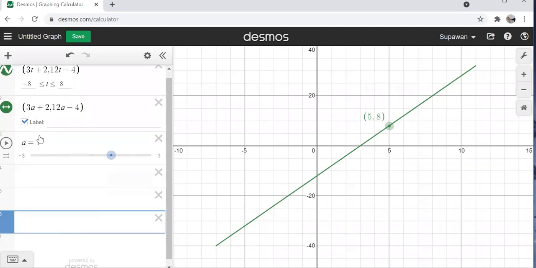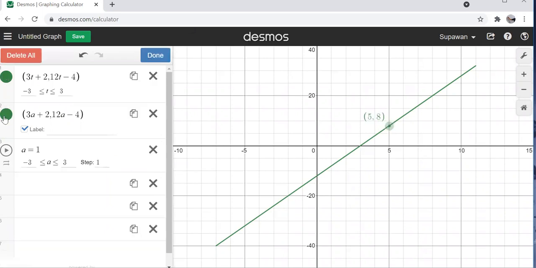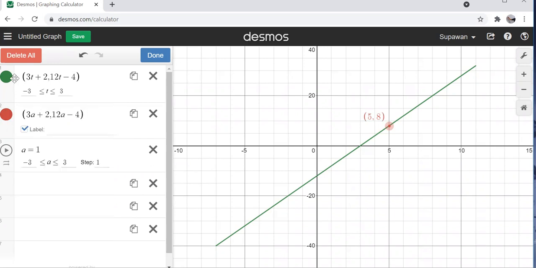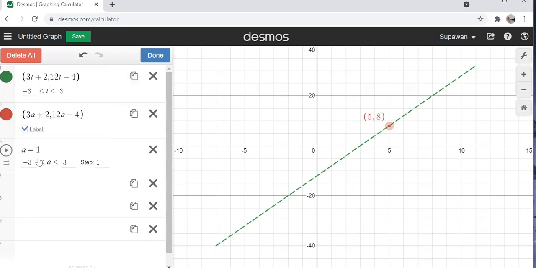Then set up the animation mode to be forward. Now I'm going to set up different colors. Let's make the points red and make the size 2, to make them bigger, and make the graph dashed. Now let's play the animation. Starting from the lower left, the dot moves from the lower left to the upper right, which is the increasing orientation.